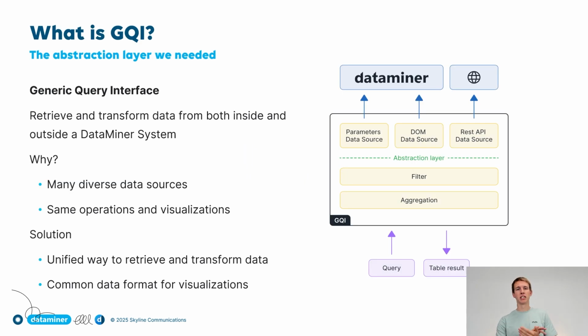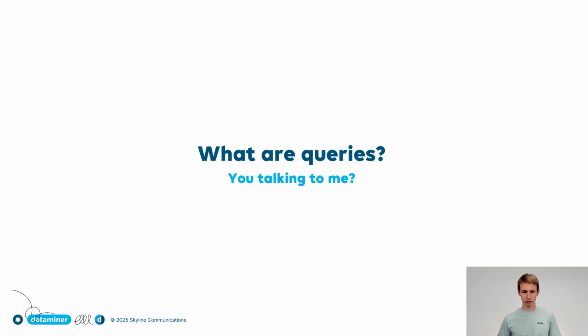So what is GQI? It's not magic. Basically, GQI is a generic interface that you can use to interact with your data. We saw that there was a lot of data within DataMiner. There are different ways to get that data, but in the end, we often want to have that data in the same format to be able to interact with it and to create some standard visualizations for it. That's why we have created that unified way to get the data. And also, you will be able to transform the data in a pretty generic way.